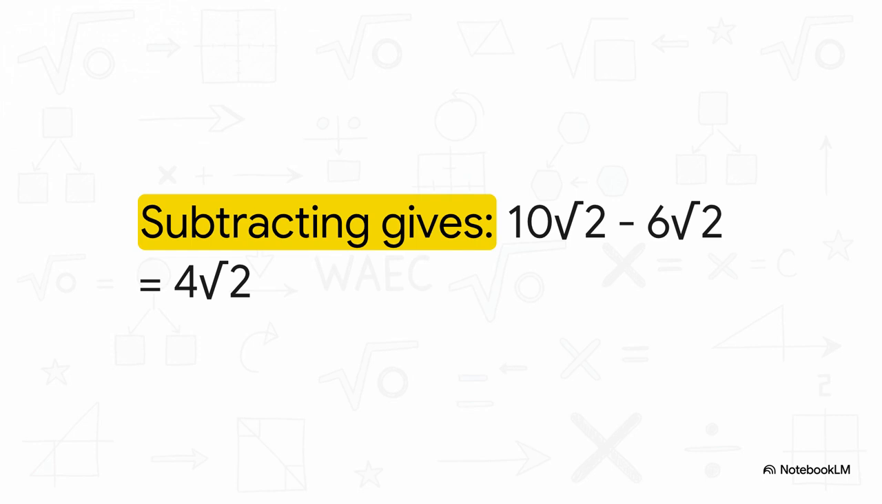If I asked you, what is 10x minus 6x, you'd confidently shout 4x, right? Following that exact same logical way, 10 root 2 minus 6 root 2 equals 4 root 2. I am honestly so proud of your focus and dedication here.